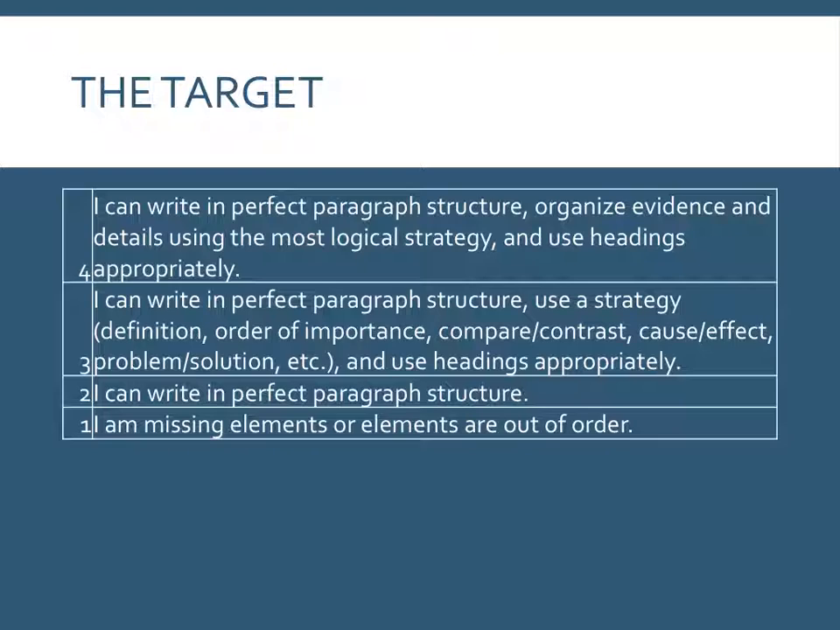We'll start the 2 level then. The 2 level says you can write imperfect paragraph structure. So overall, your essay may need some organizational work, but at least each paragraph is well organized in and of itself. At a 3 level, you still have your perfect paragraphs in play. You can also now use a strategy to organize all of your body paragraphs. And there's a list here, we'll go into that in more depth next.